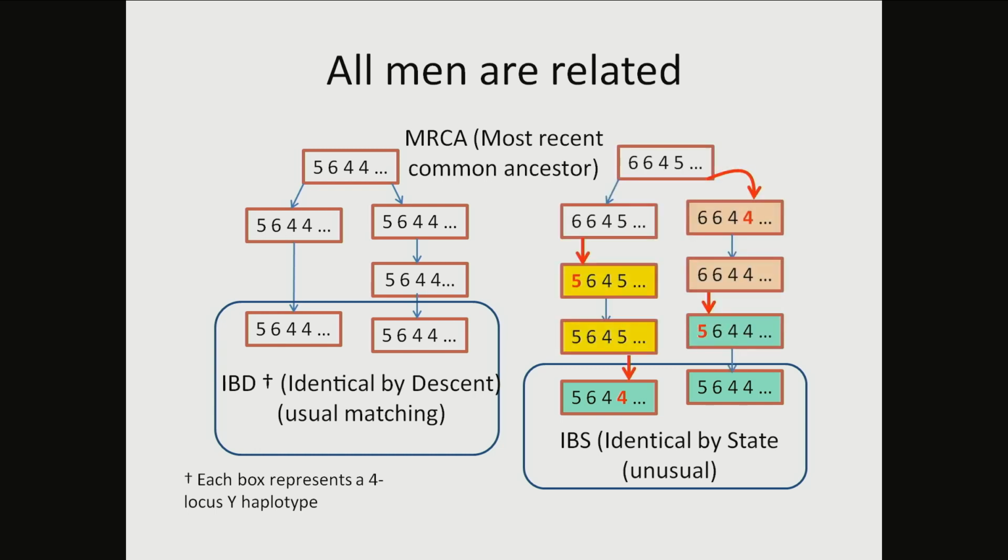As opposed to the picture on the right, where we have two men who are equally identical, but not by descent, only by state. What happened in this case is they have a common ancestor who had two sons that are different because there was a mutation at the fourth locus on the right. But that was reversed a few generations later. That one was not reversed. And the guy on the left, there's a lineage there in which there were a couple of mutations. So by this circuitous route, you came to two guys who happened to match.